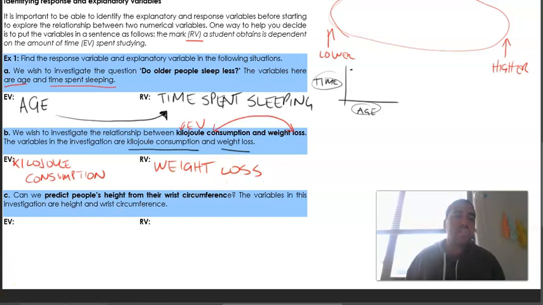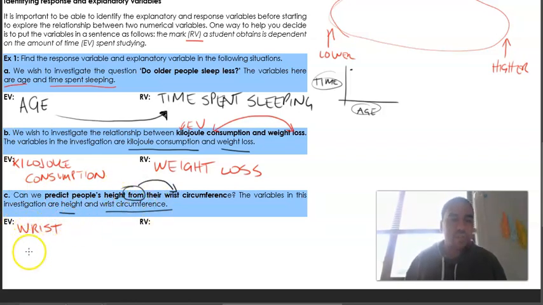And finally, last question. Can we predict people's height from their wrist circumference? The variables in this investigation are height and wrist circumference. Now there's a bit of a hack in this. When a question has been given to you and has the word from, you can automatically determine what your explanatory variable is, okay, without a doubt. Can we predict people's height from their wrist circumference? Meaning the explanatory variable has to be the wrist circumference.